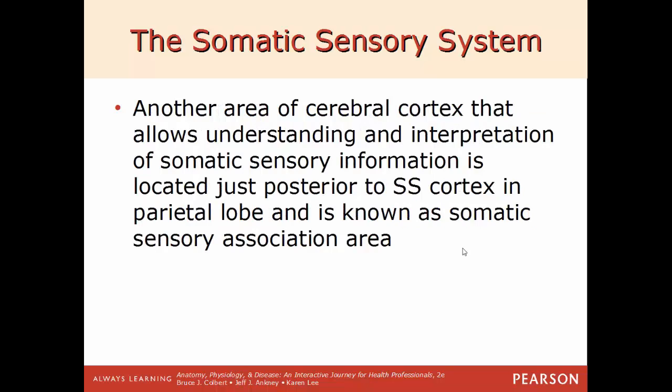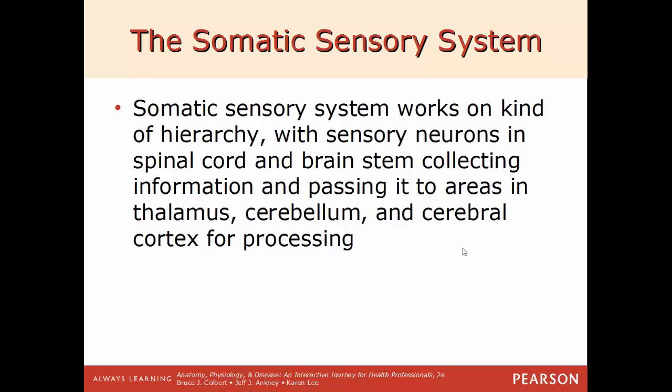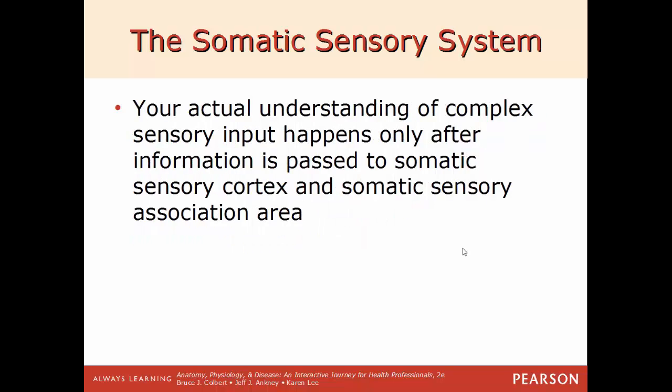Another area of the cerebral cortex that allows understanding and interpretation of the somatic sensory information is located just posterior to the SS cortex in the parietal lobe. This is called the somatic sensory association area. Now, the somatic sensory system works on a kind of hierarchy, where sensory neurons in the spinal cord and brainstem collect information and pass it on to areas of the thalamus, of the cerebellum, of the cerebral cortex to be processed. So your actual understanding of a complex sensory input happens only after information gets passed to the somatic sensory cortex and somatic sensory association areas.